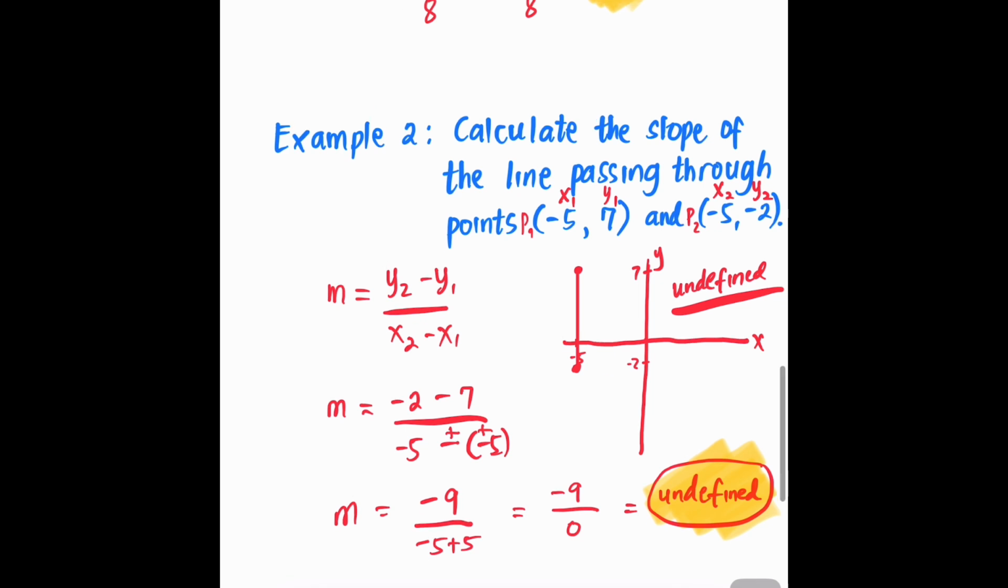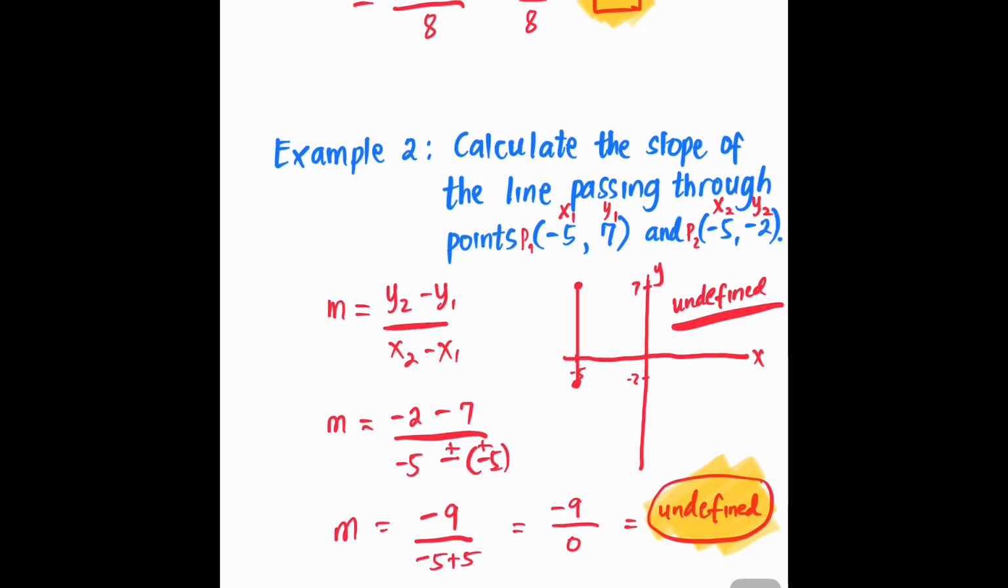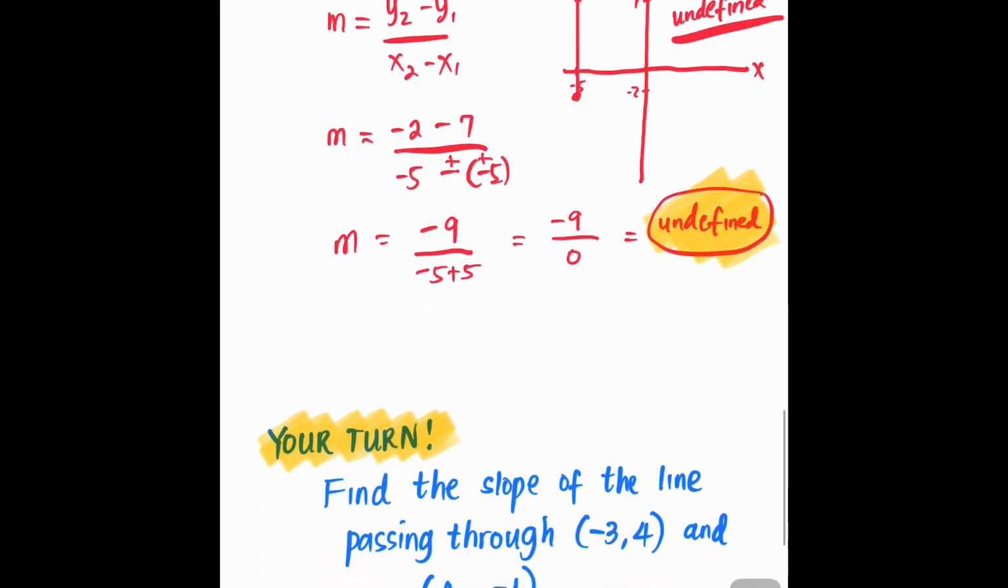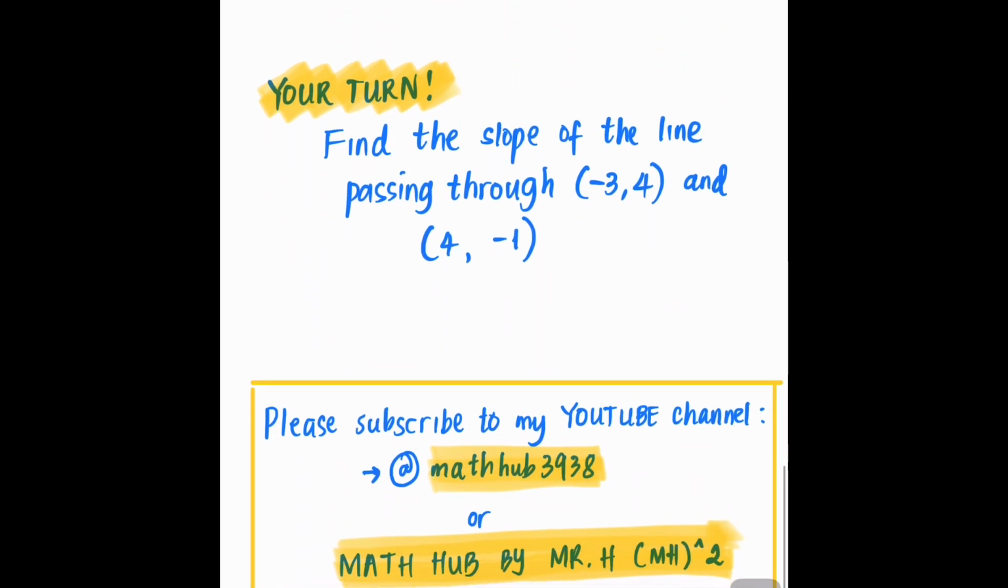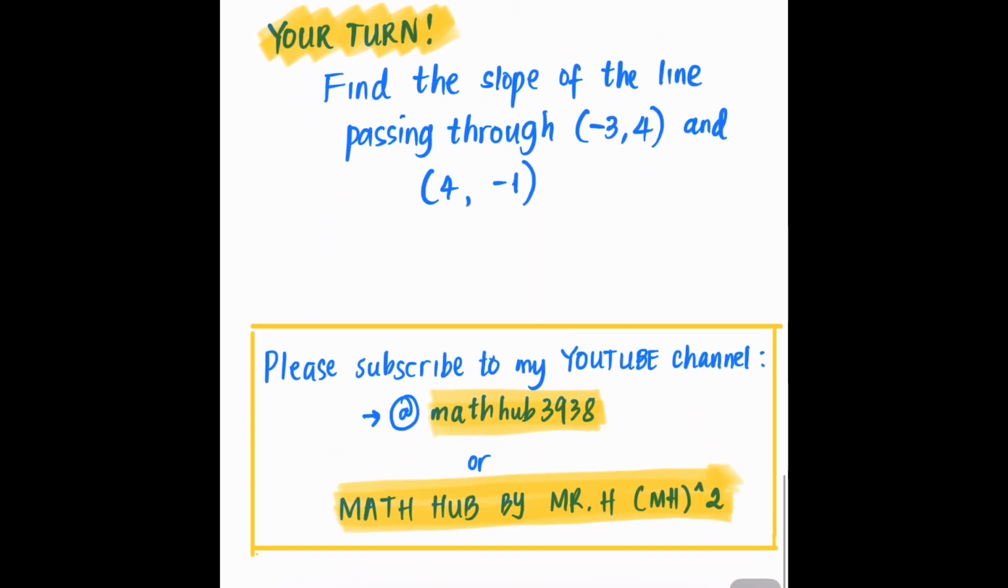Now, for the challenge question, it's your turn to answer this question. Find the slope of the line passing through (-3, 4) and (4, -1). So grab your pen and paper and answer this question. And remember to type in and leave your answer in the comment section below.